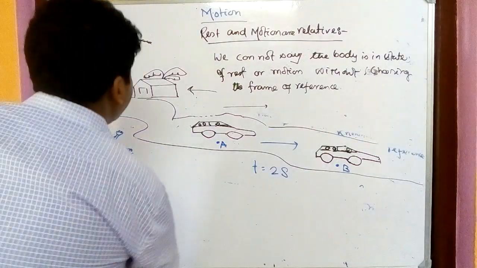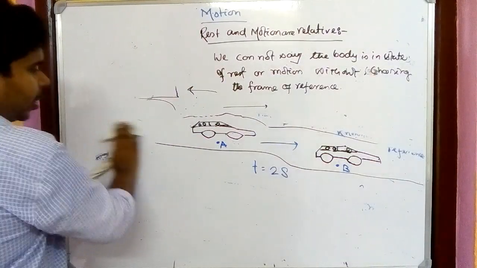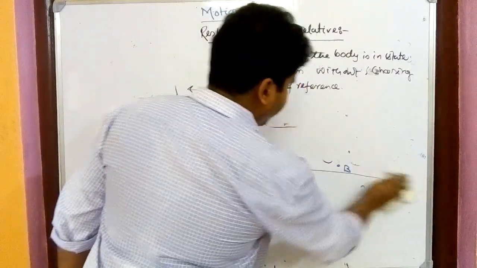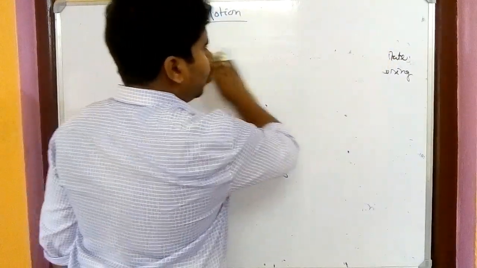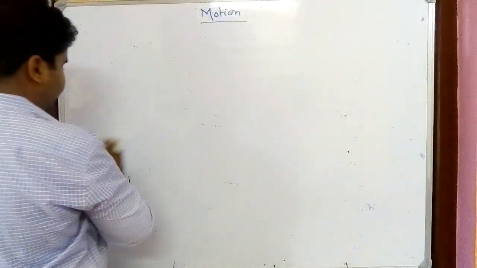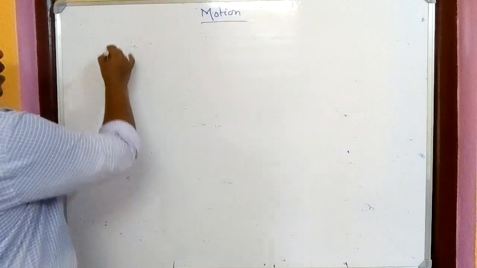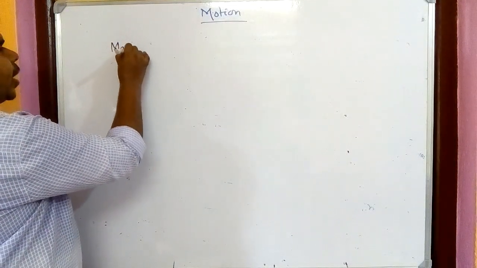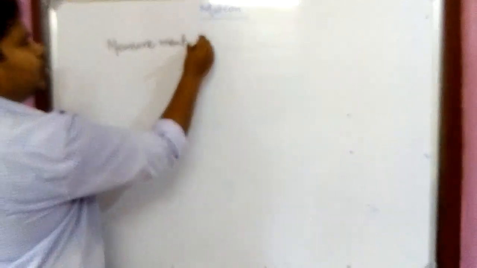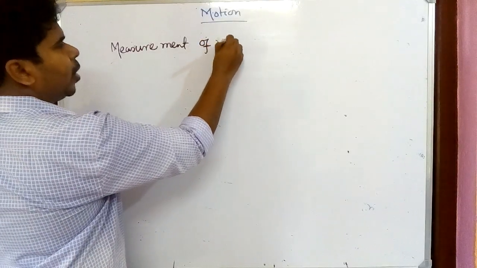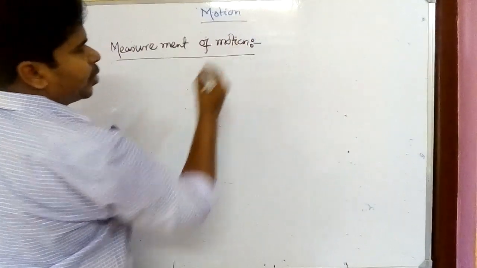Now we have to go to the very interesting part of this chapter, and the part you have to remember very carefully, that is the measurement of motion. Then we'll go for the types. The measurement of motion you have done in the previous chapter also. How are we able to measure a motion? When a body moves, what things can we measure here?